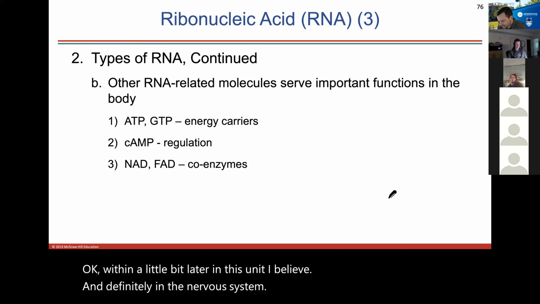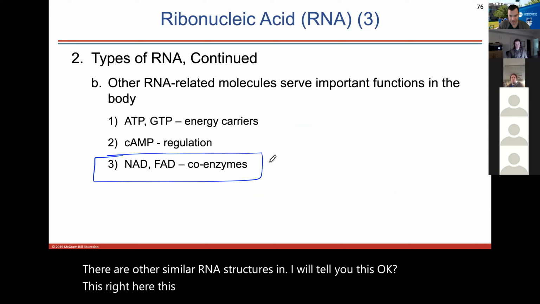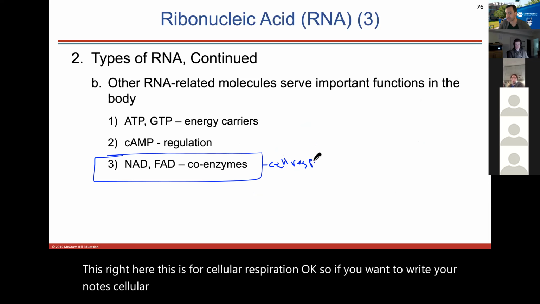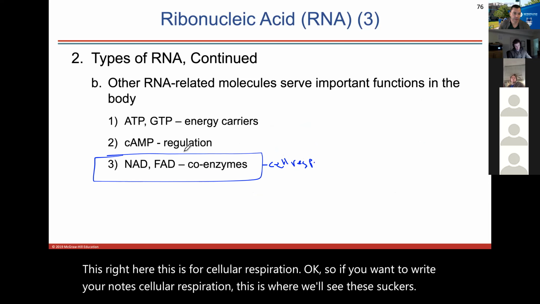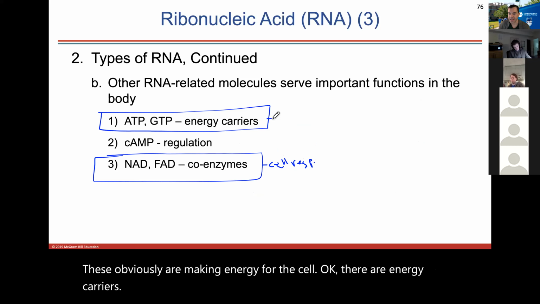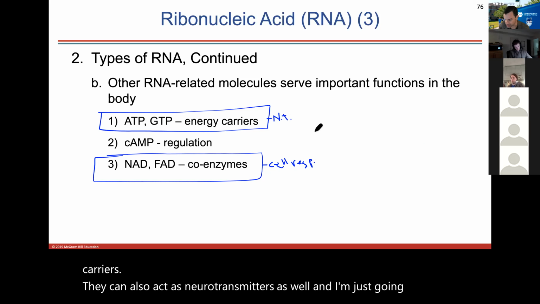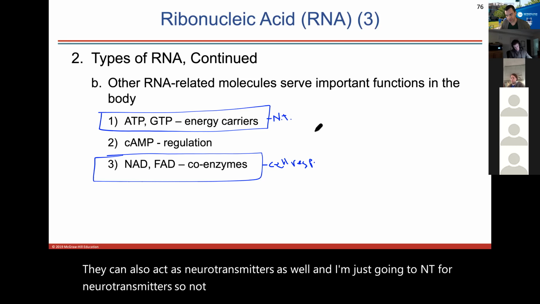There are other similar RNA structures, and I will tell you this. This right here, this is for cellular respiration. So if you want to write your notes, cellular respiration, this is where we'll see these. These obviously are making energy for the cell. They're energy carriers. They can also act as neurotransmitters as well, and I'm just going to put NT for neurotransmitters. So not only are they energy carriers, but they can help communicate.